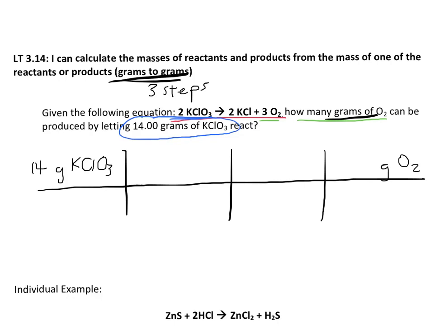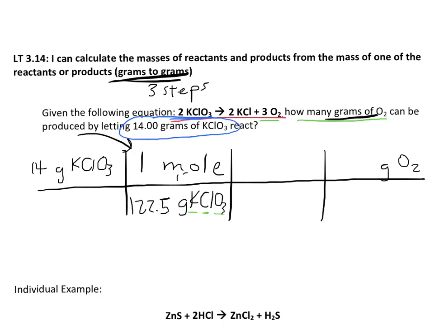Now make sure that the units in our numerator are always going to match the units in our next denominator. So we have to have grams of KClO3 right here. And this first conversion factor is going to be the molar mass. So we know that we're going to have 1 mole of KClO3, which is equal to 122.5 grams. And we got that by adding the mass of each individual element, including 3 oxygens.